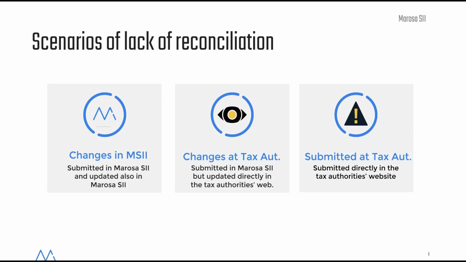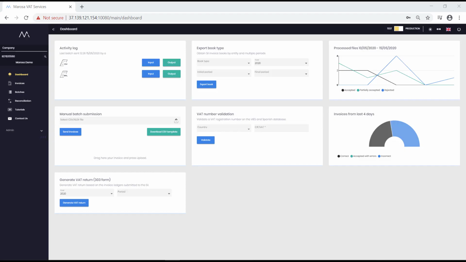To help you find these invoices included in these scenarios, we have created the Marosa SII reconciliation function. This function will indicate when an invoice has been updated and when there are discrepancies between the data of the tax authorities and the data of our database. Let's see how it works.